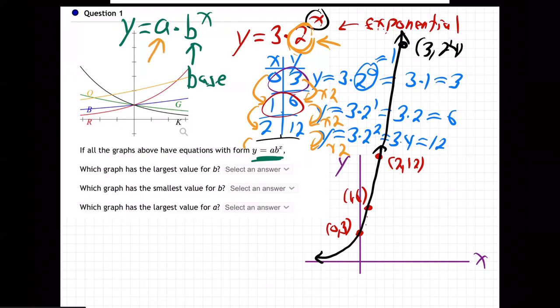Look on ours. What did I have in front? I had a 3. You see, that's where it starts. A equals 3. Why? Because when you plug in 0 at x equals 0, the other part cancels out, just becomes 1, and you just get your A. Do you see that? When x is 0, b to the 0 is 1.